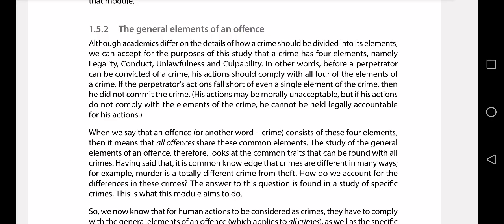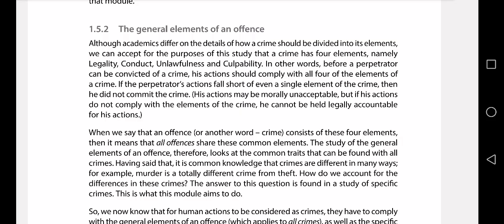The general elements of an offense. Although academics differ on the detail of how a crime should be divided into its elements, we can accept for the purpose of this study that a crime has four elements, namely legality, conduct, unlawfulness, and culpability. In other words, before a perpetrator can be convicted of a crime, his actions should comply with all four elements of a crime.